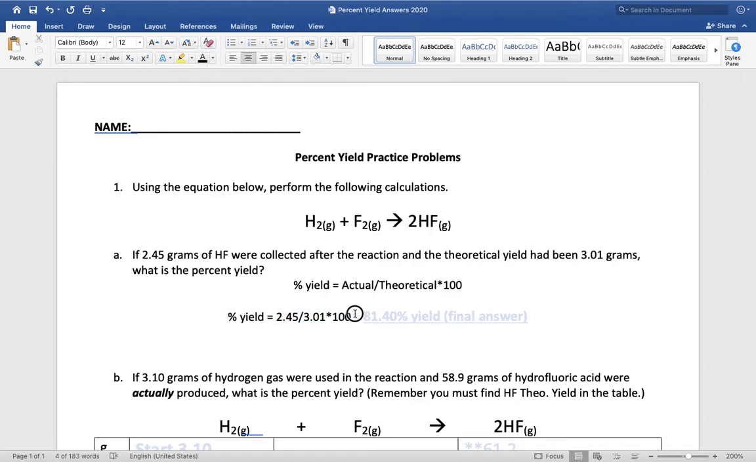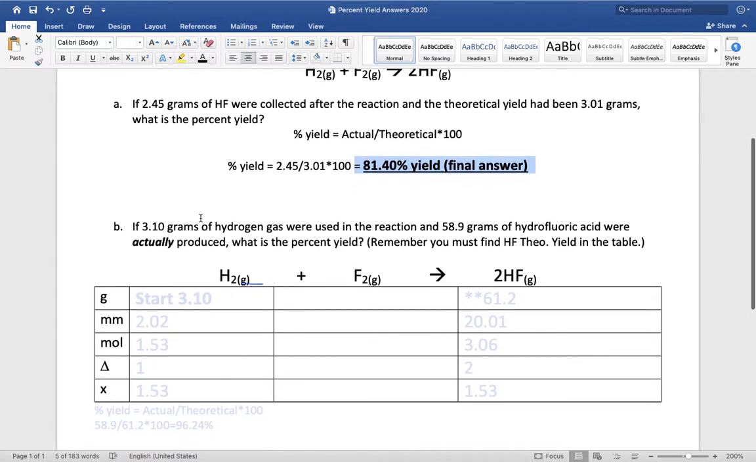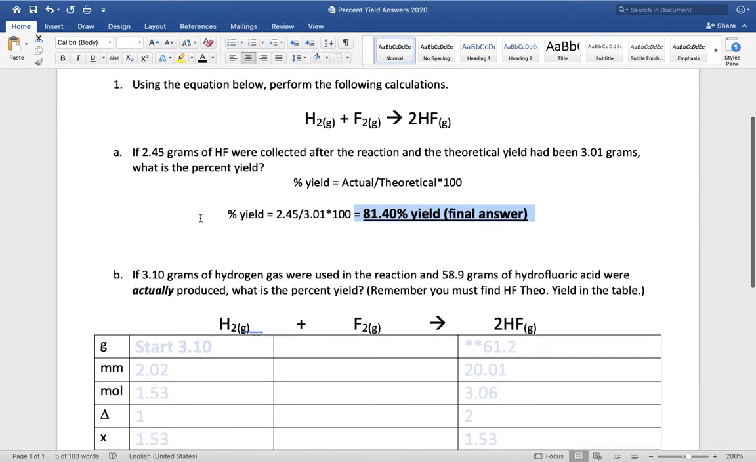Remember, for sig figs in chemistry, we would think this would be a 3 sig fig answer, but when we do percentages in here, we always take it to the hundredths spot. So it's 81.40% yield, and that's our final answer. So that's just straight up plug and chug algebra. The next problem is a little more complicated in that we have to use stoichiometry to get the theoretical yield and then plug that number into our percent yield problem.